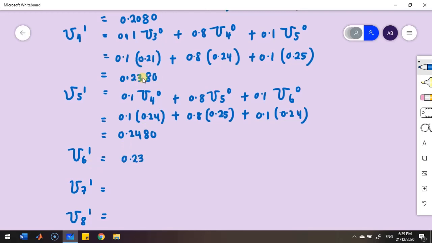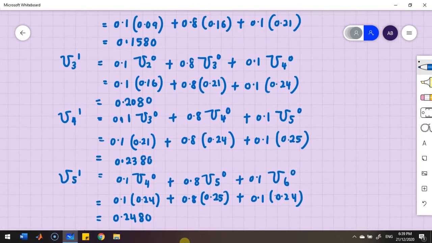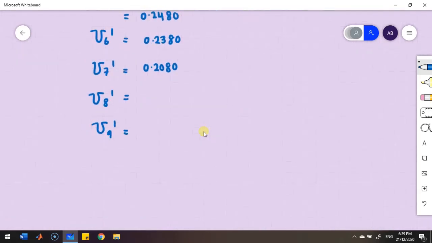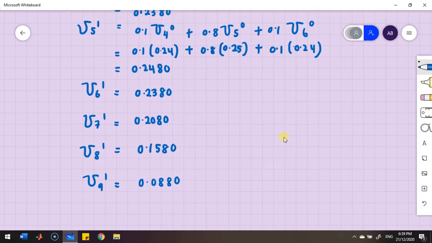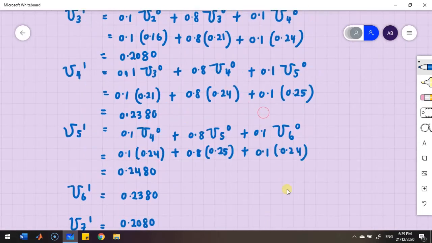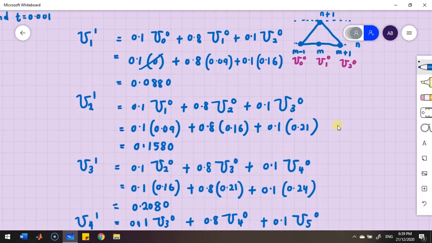So we have 0.2380. Okay, they are the same. Now U71 is similar to U31, which is 0.2080. And then U81 will be U21. What is U21? 0.1580. And U91 is 0.0880. U91 is equal or similar with U11. Okay, yeah, there you go.